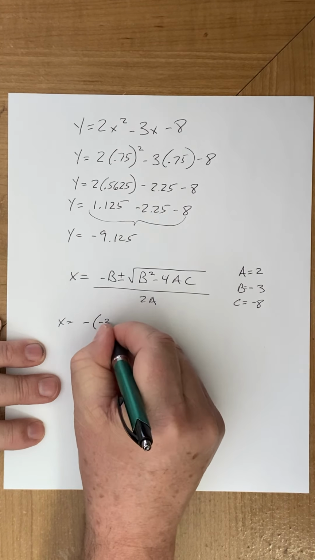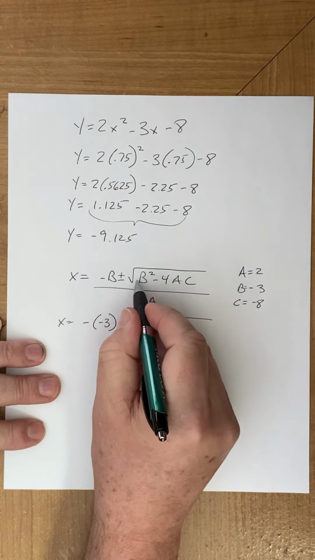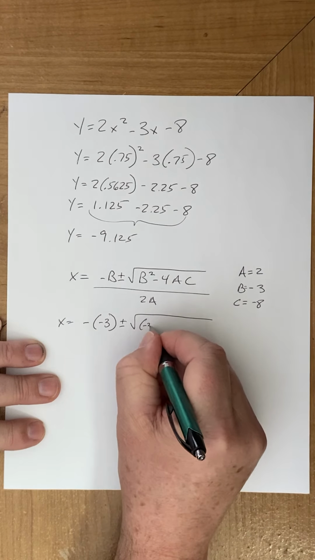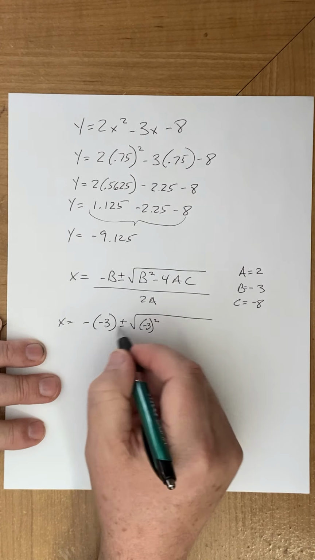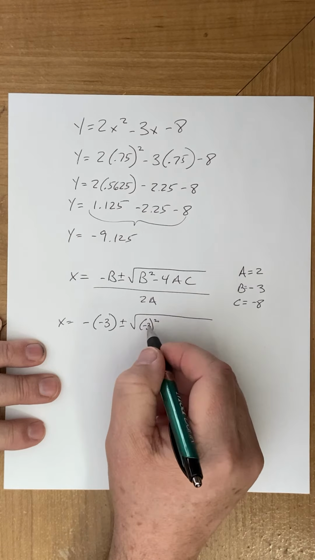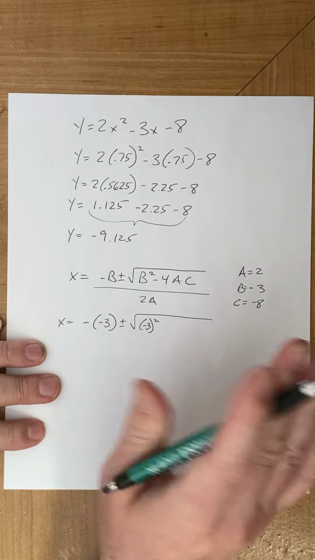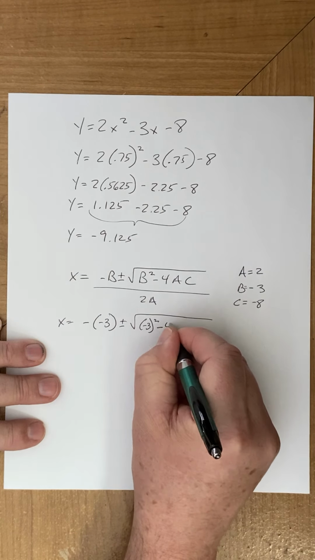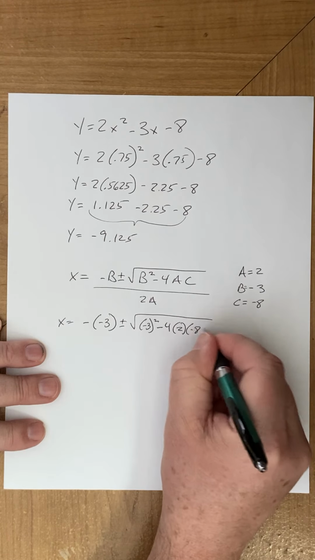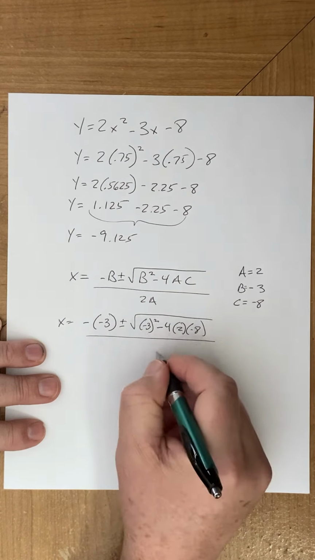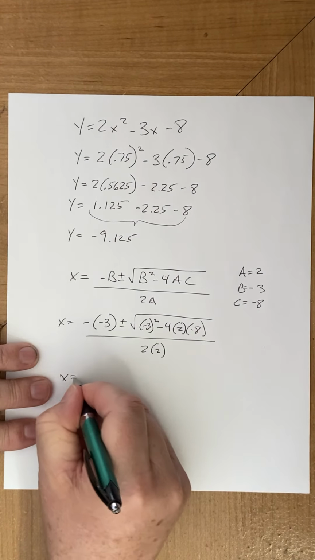In this case, it's negative 3 plus or minus the big square root, because we're going to put stuff underneath it: b squared, that's negative 3 squared. To make your life easier, anytime you're putting a value in place of a variable, wrap that value in parentheses, so it just keeps it clean for you. Minus 4, a is 2, and c is negative 8, all over 2, and a is 2. So let's clean this up a little bit as we go.